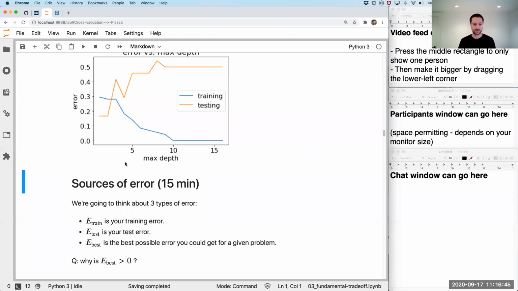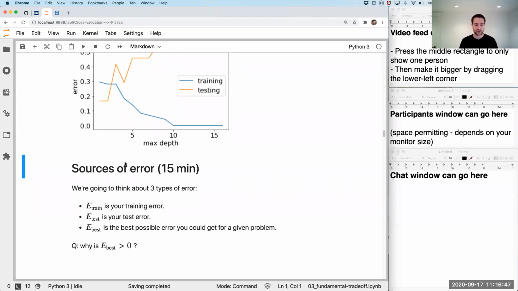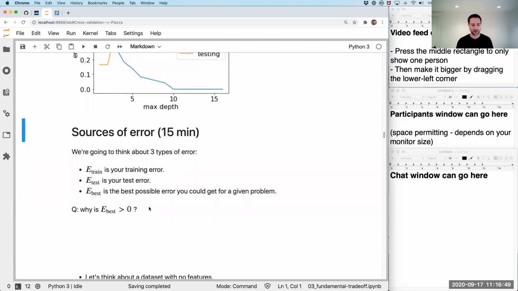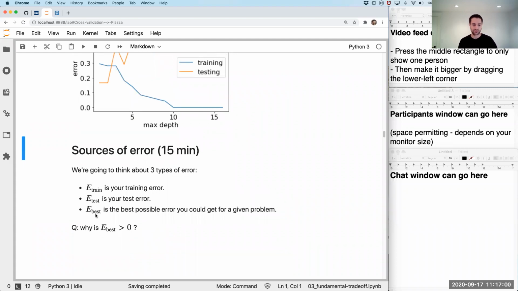Okay, moving on. So, sources of error. This is the conceptual part again. Hang on, this is going to be serious business. We're going to talk about 3 types of error here. We're going to talk about E-train, which is your training error. That was this blue curve. We're going to talk about E-test. That's your test error. That's this orange curve, your error on your held out data set.